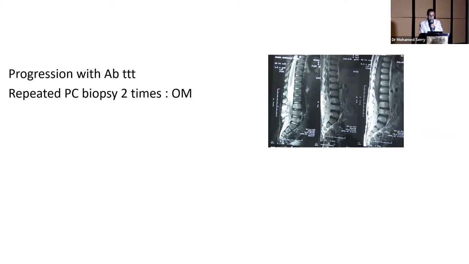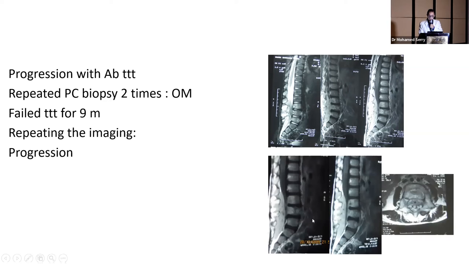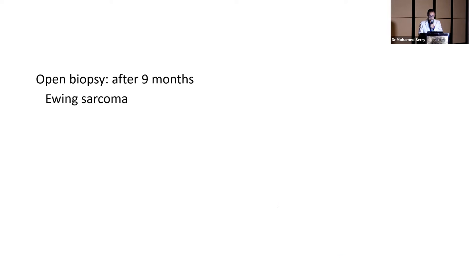Okay. The treatment failed for 9 months. When we saw the patient, we repeated the imaging. That showed progression, with appearance of a soft tissue mass on the under surface of the lamina. Management: we did an open biopsy after 9 months, and it revealed Ewing sarcoma, not infection.